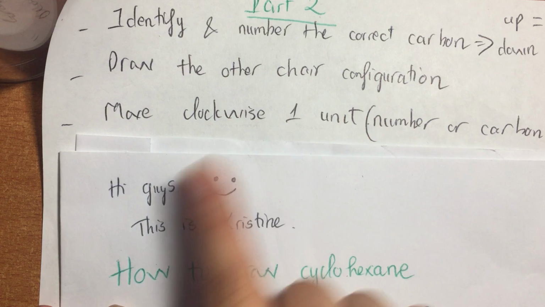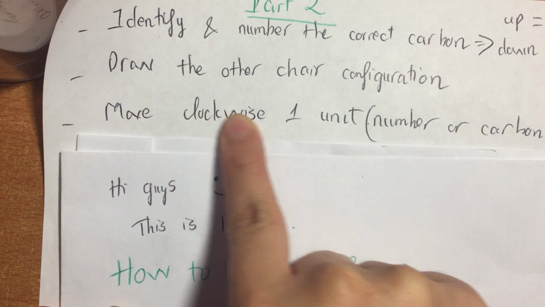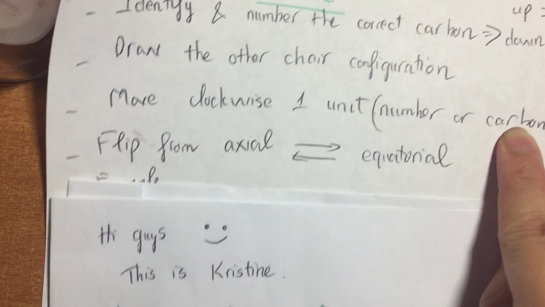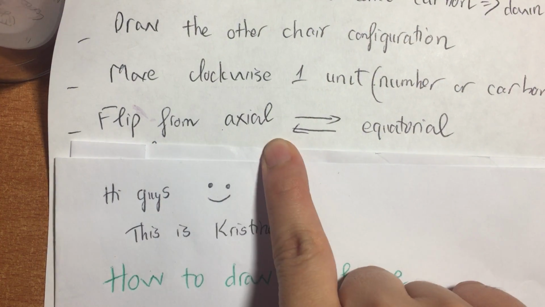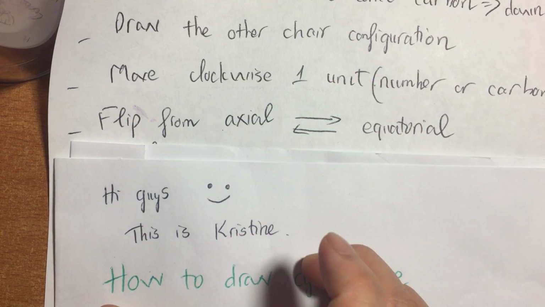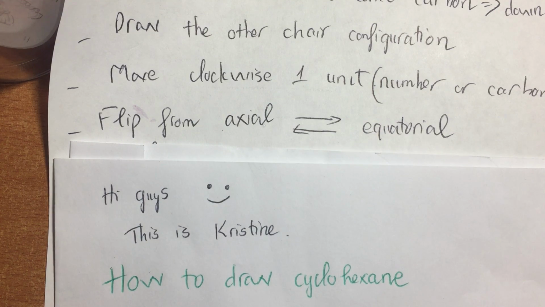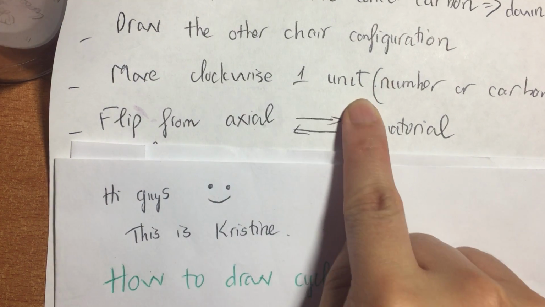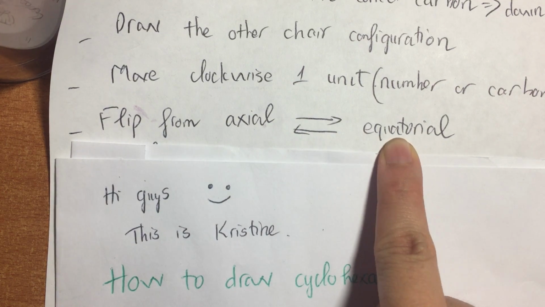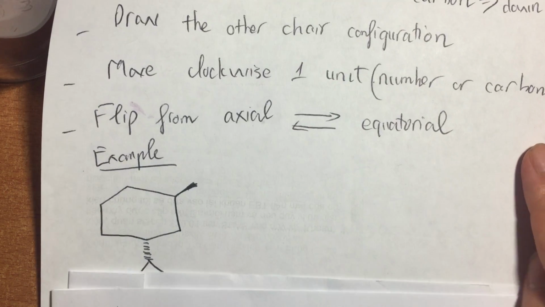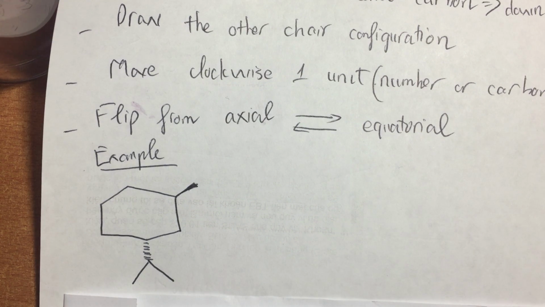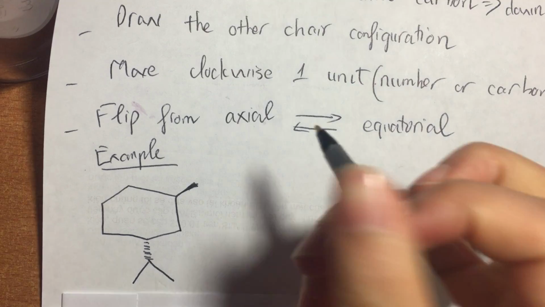When we draw two of them, for the second one we move clockwise 1 unit. 1 unit here I mean is the number, or the carbon. And then we flip from axial to equatorial. If we switch from one chair configuration to another, we have to move clockwise 1 unit, and also flip from axial to equatorial and equatorial to axial. Here are some symbols for you to understand this better, because I know if I just talk about it, it doesn't really make sense.